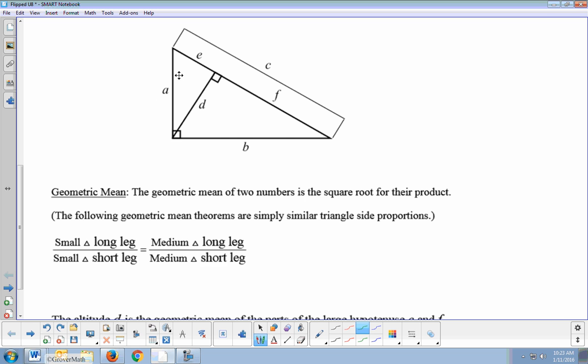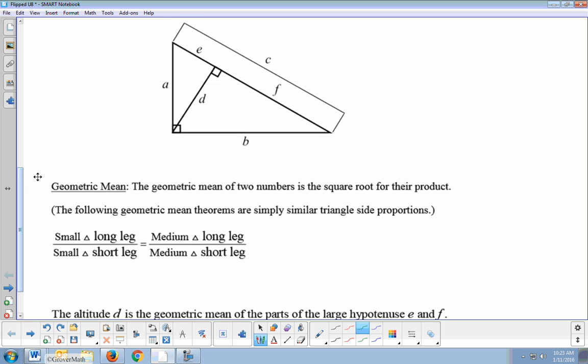So I could talk about this side as A, this one is D, this one is B, and then this whole hypotenuse of the big triangle is C, but it's divided into two sections, one of E and one of F, because they're parts of the other triangles there. And there's three proportions we want to take a look at, and they're going to create what we call geometric means. The definition of a geometric mean is: the geometric mean of two numbers is the square root of their product. I think that's a very confusing phrase, so let me show you an example of what I mean.